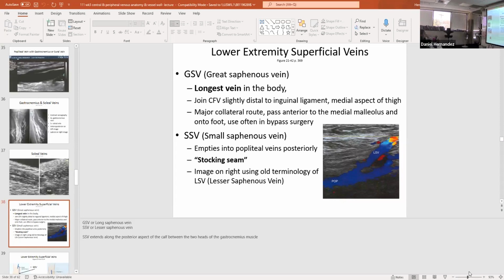They can also use that vein to bypass blockages in the arteries of the legs. That's another common use. They could potentially remove that vessel, turn it upside down, connect it to the artery, and allow blood flow to get down the leg in the artery. So it's often used in bypass surgery. They'll tie off the top portion, tie off the bottom portion, and then strip it or remove it out.